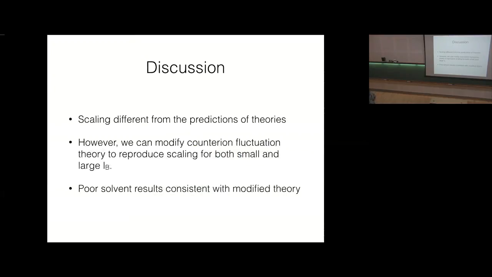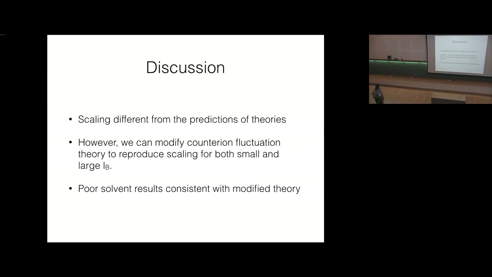However, we like to ask whether maybe one of them can be modified. We can modify the one-component plasma theory to add more terms, and that actually reproduces scaling for both small and large LD. We can give you the crossover too. And then, of course, you can make the simulations more complicated. You can add a solvent, you can make it a poor solvent, and things like that. And all of them are consistent with this modified theory.